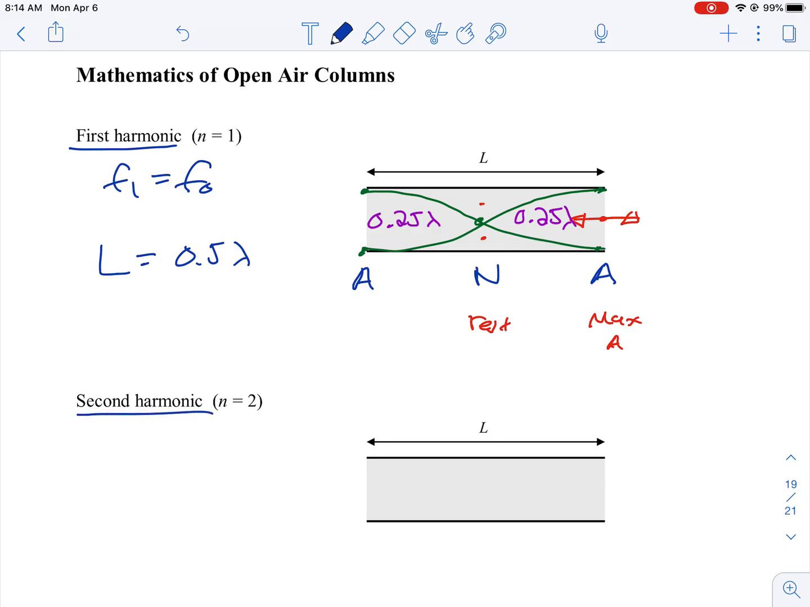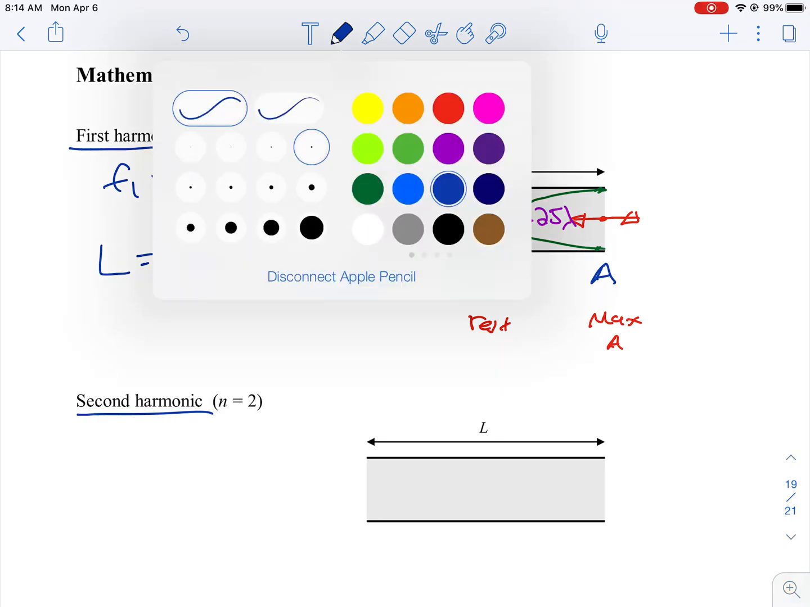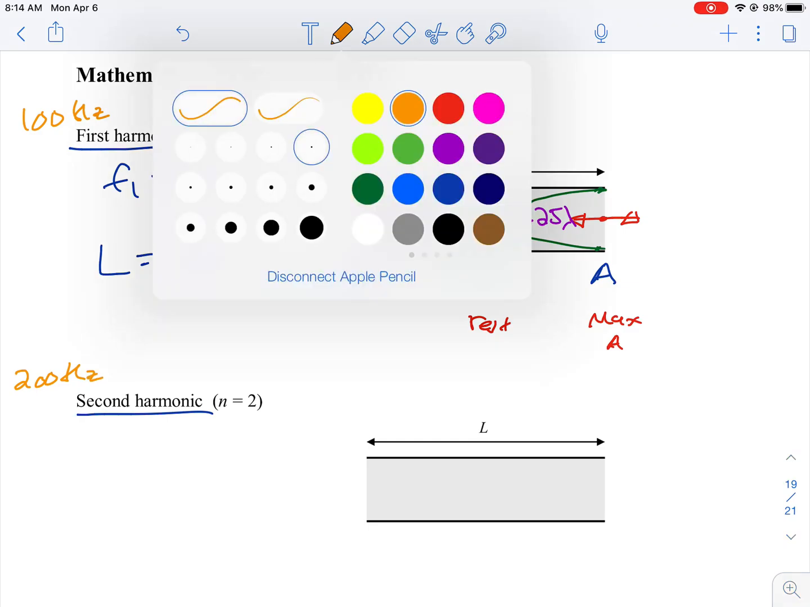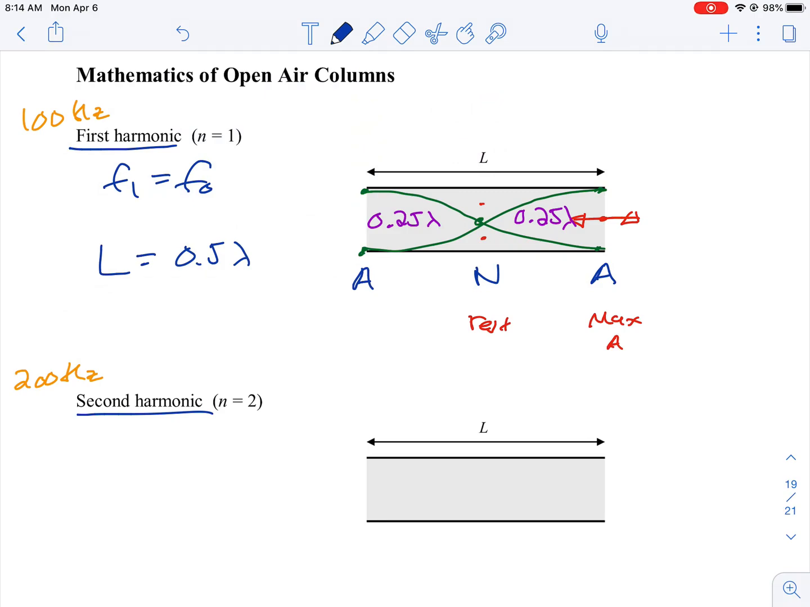Now, the next question is, when we go to the second harmonic, if we happen to believe, let's just say that the first harmonic, and again, I'll just choose a different color here. Let's say the first harmonic is 100 hertz. Keep the numbers easy. Second harmonic, if you remember, would be 200 hertz. Multiples of the fundamental. So, therefore, we can say that F2 is equal to 2F0. Now, the question is, what happens to the wavelength?